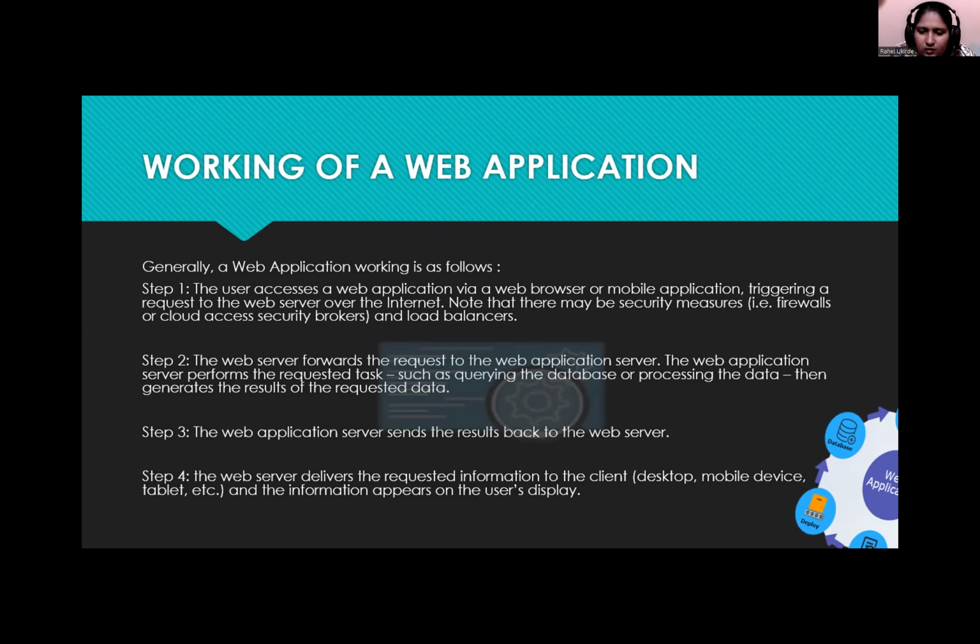Whatever request is sent from the user to the server, all the requirements needed can involve accessing information from the database, then processing it, and then it will generate the result and give the response to the user. Step 3 is the web application server sends the results back to the web server. The web server delivers the requested information to the client, that is the desktop, to the screen, and the information appears on the user's display. So this is how a web application works.